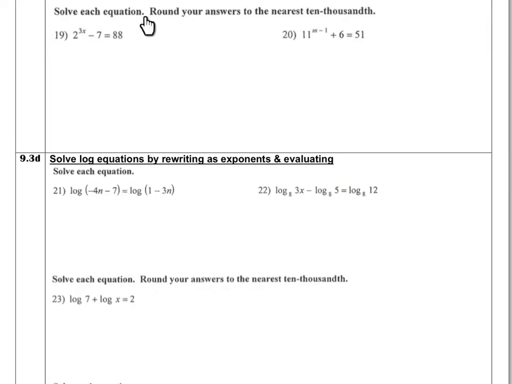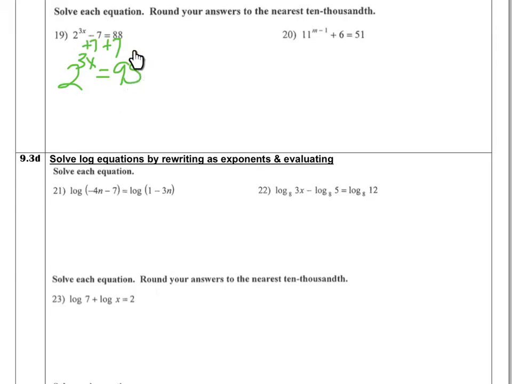Let's do some more. Solve the equation and again round to the nearest 10,000ths. So that's the 4th decimal place. Now when we have an exponential equation, again the variable is the exponent. In order to get the exponent by itself, you must rewrite it as a logarithm. But before you rewrite it as a logarithm, this entire power must be isolated. So what we have to do is get rid of the minus 7. To do that, all we have to do is add 7 to both sides, which will therefore give us 2 to the 3x power equals 95.